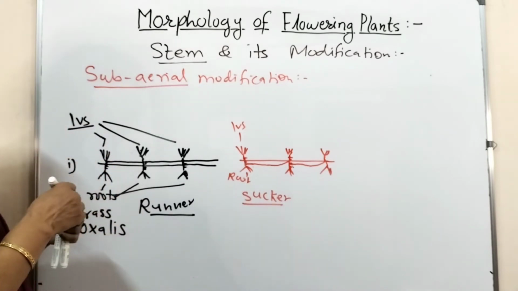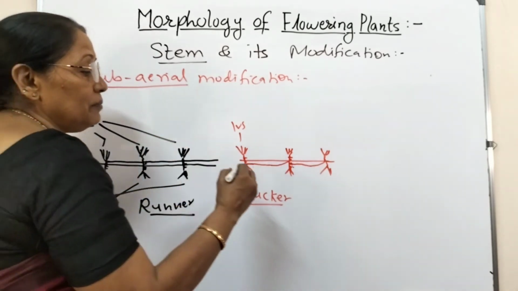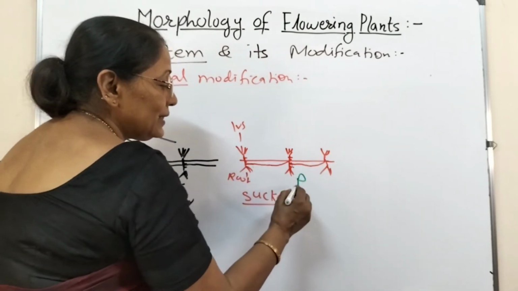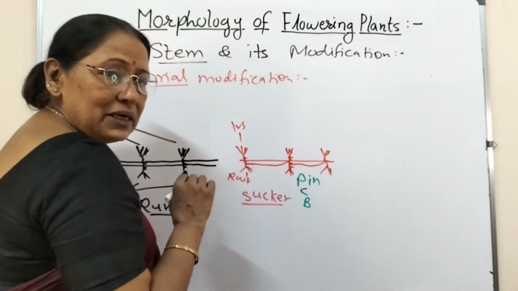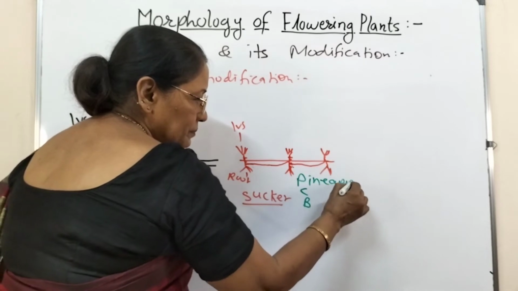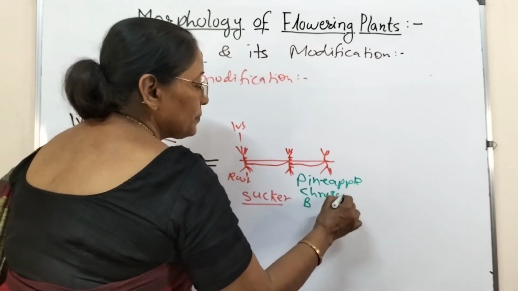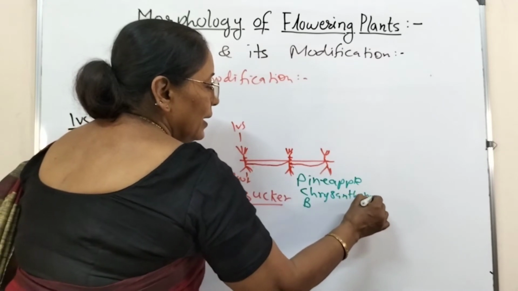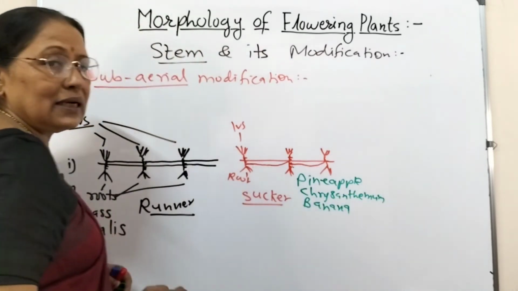What is the example of sucker? Example of sucker is physics, chemistry, biology. Remember it like that. This is P, C, B. All these three examples are in your NCERT. That is, this is pineapple, this is chrysanthemum, and this is banana. So this is sucker.